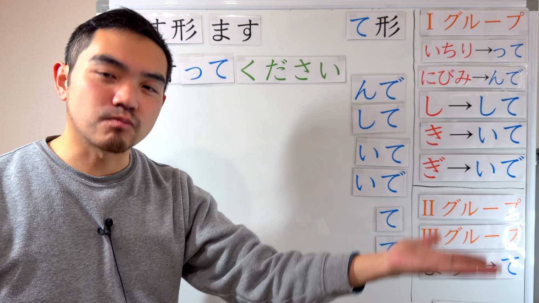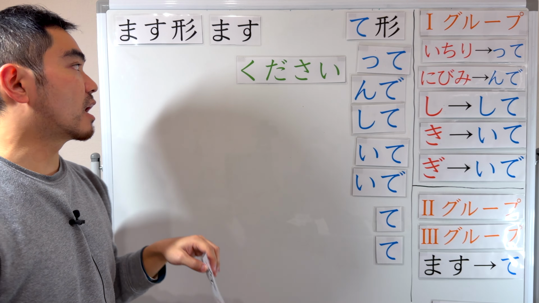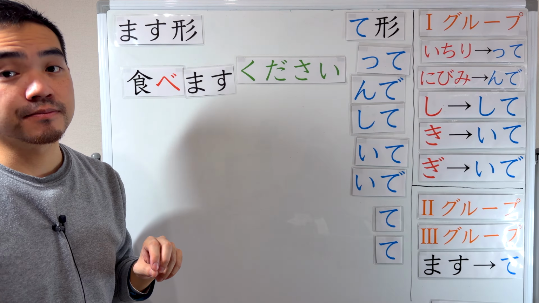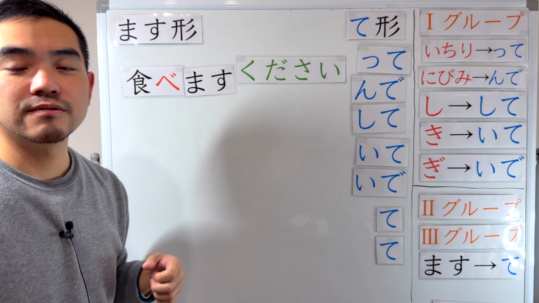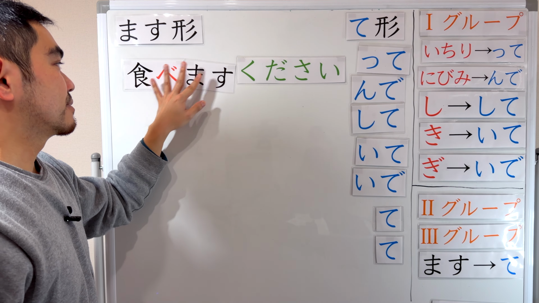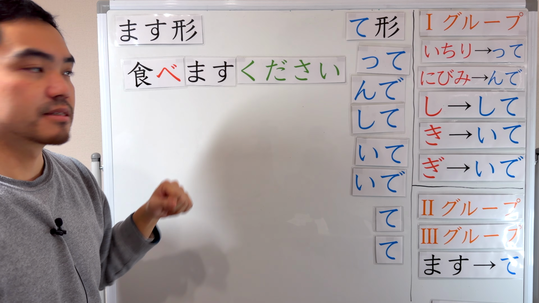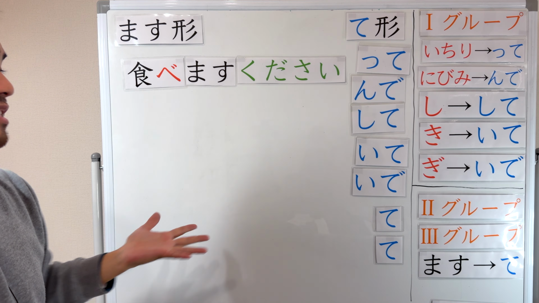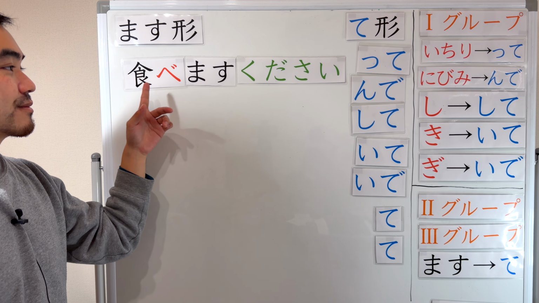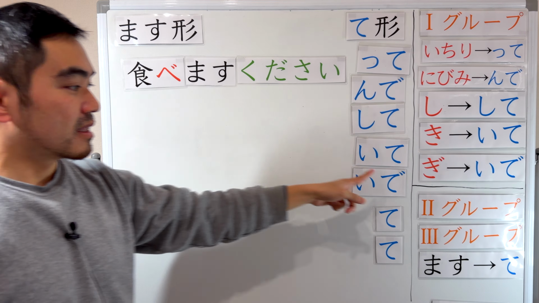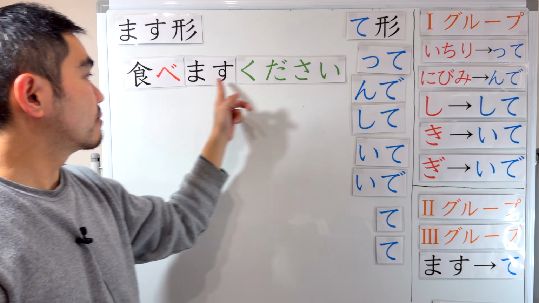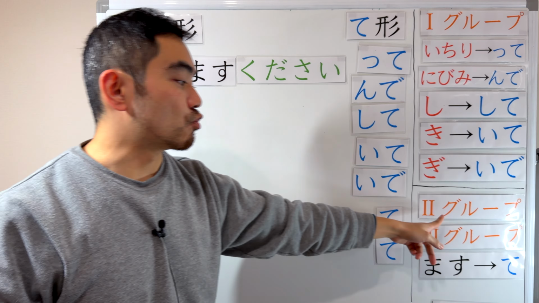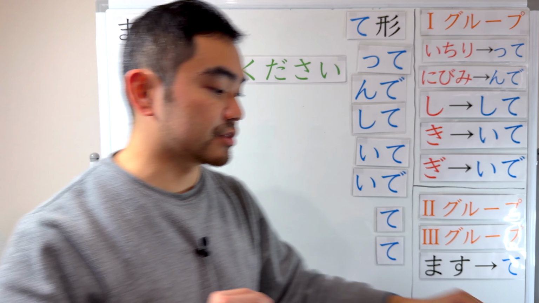Or if you invite guests to your home and serve food, you would likely say this. So conjugate this ます form into te form. How do you do it? 食べます. There is no い-row sound before ます, which means this is not group 1. So it means group 2, because in group 3 there are only two verbs, right?